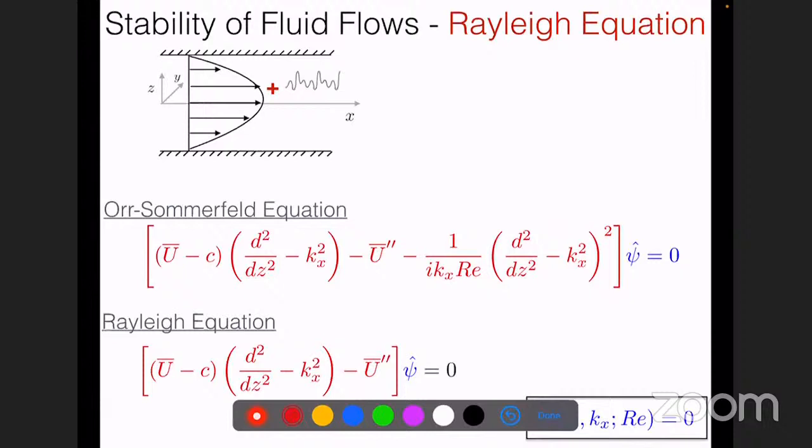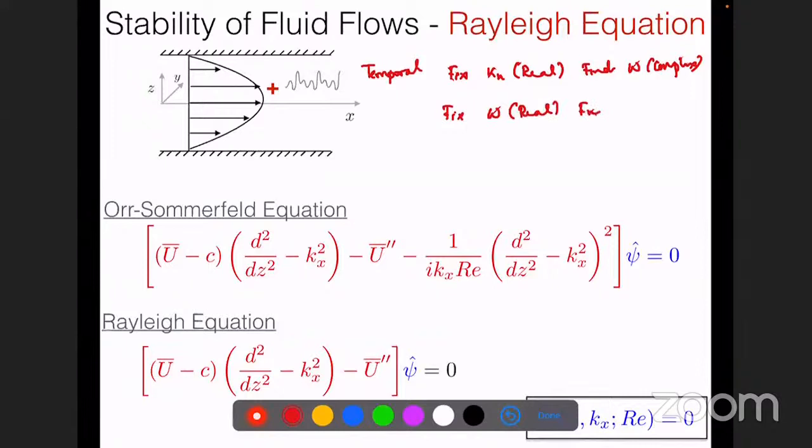So the omega is the eigenvalue I'm searching for. It could also be that I fix the frequency and I ask the question, what would be the wave number that I'm searching for? Now, in the problem where I'm fixing Kx and searching for omega, you fix Kx to be real and you find omega, and this is complex. This is called temporal stability. If you fix omega to be real and find K, allowing it to be complex, that would be spatial stability.